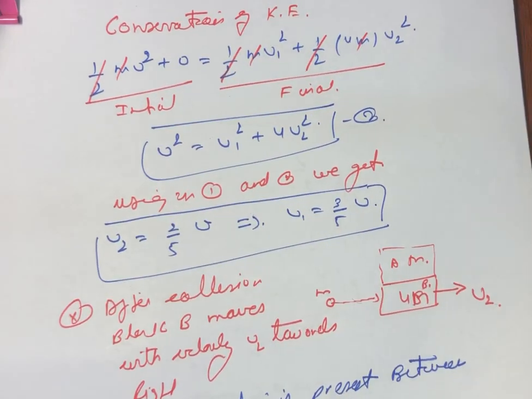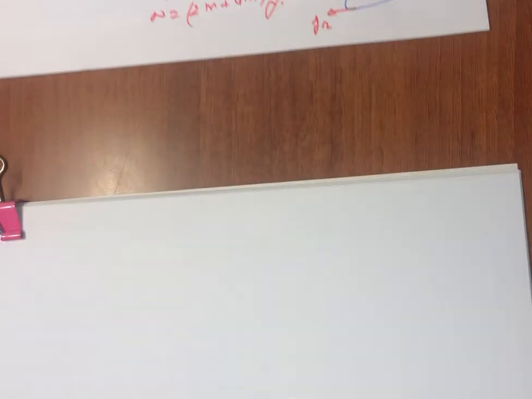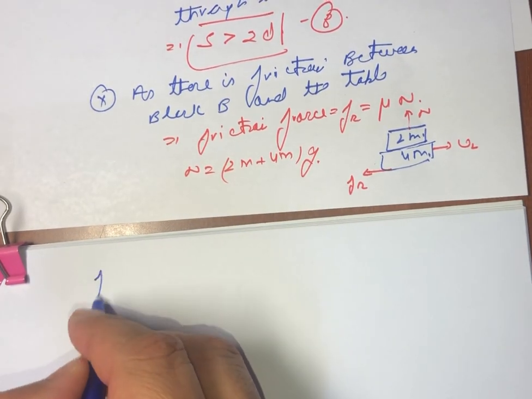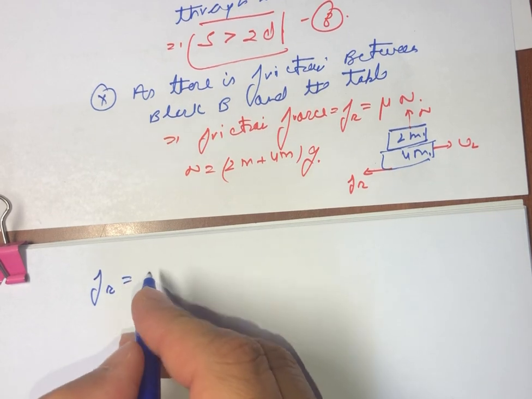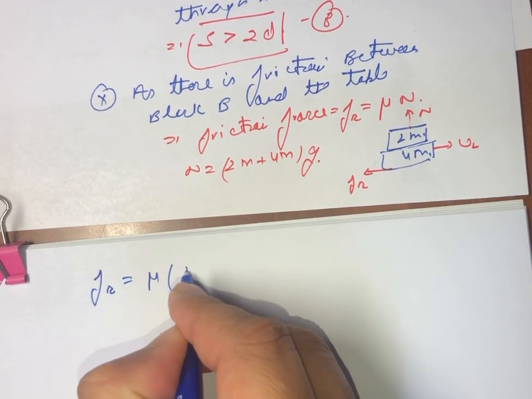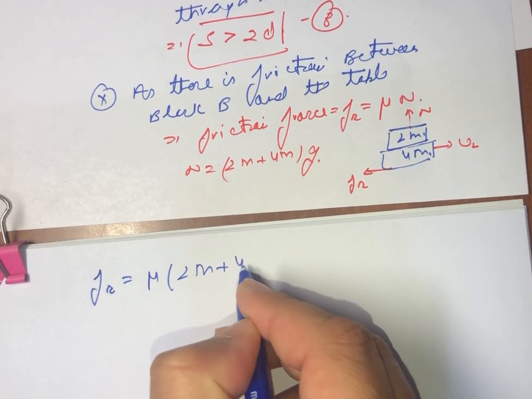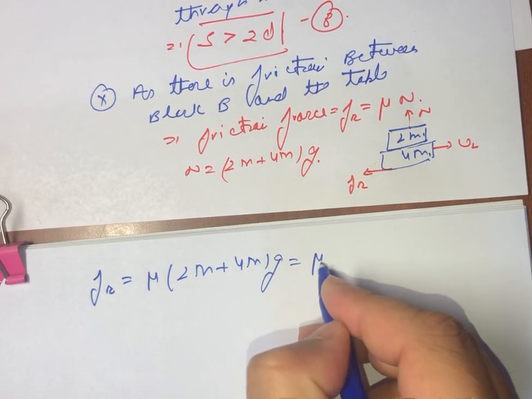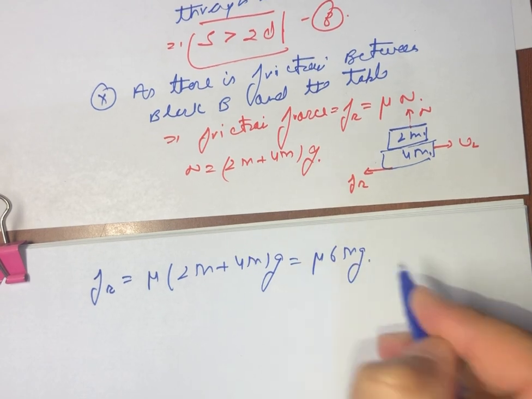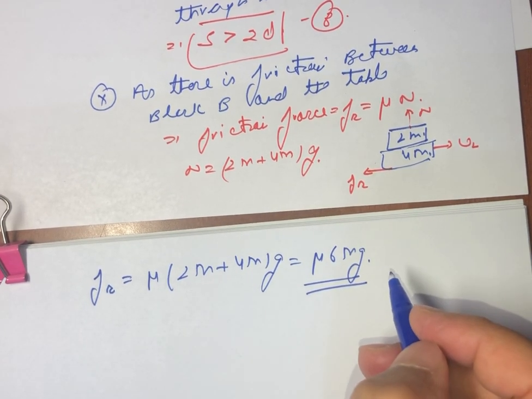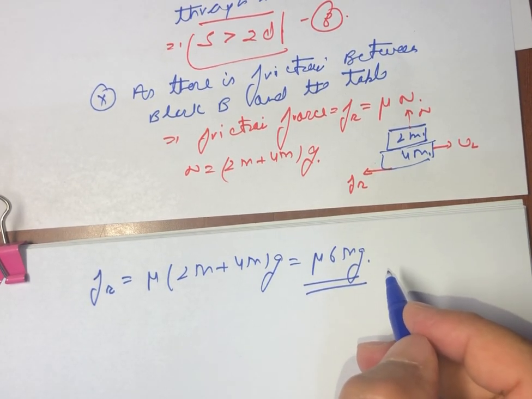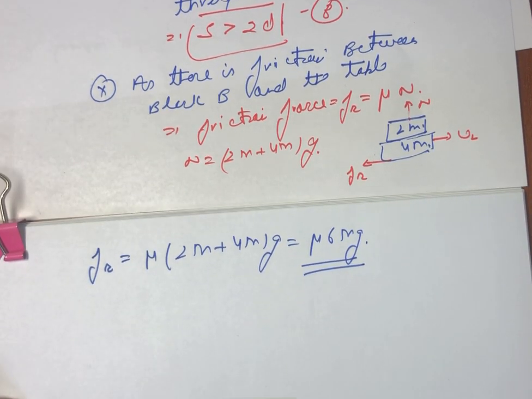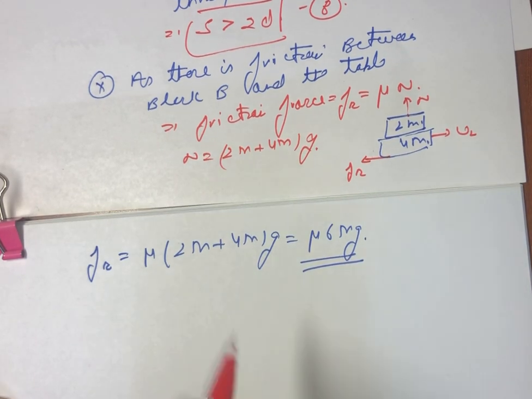Therefore, we can say that Fr will be equal to mu times (2m plus 4m) times g. So this will be mu 6mg. So this is the frictional force between the block B and the table.